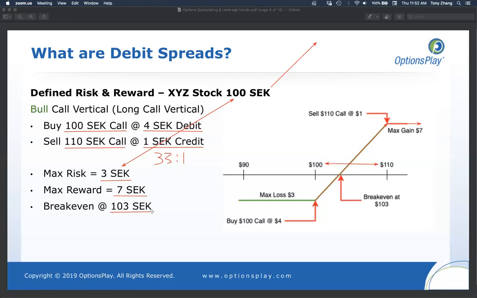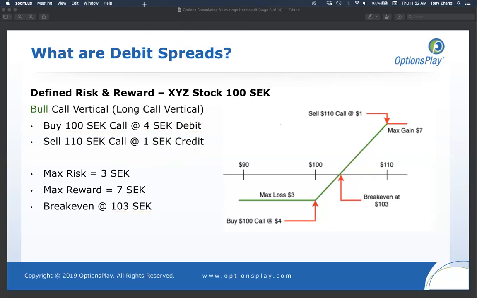Perfect. Okay, I see a lot of 2s. Great. So keep in mind that we're going to come back to this concept of trading debit spreads and spreads in general in future webinars. We're going to dedicate a whole webinar just to trading debit spreads, but this is an introduction.